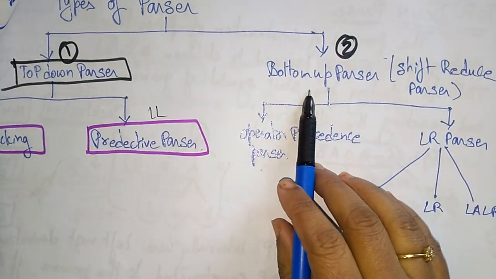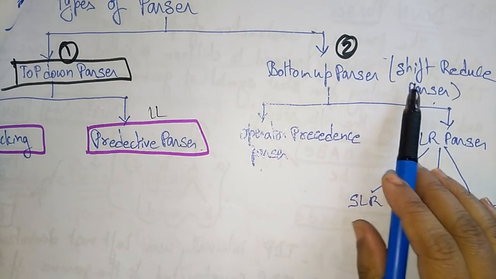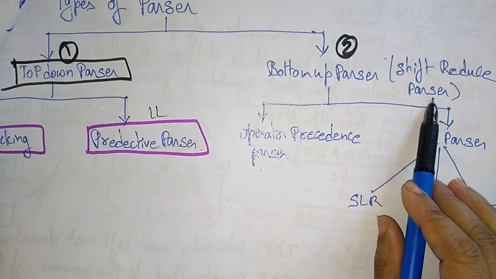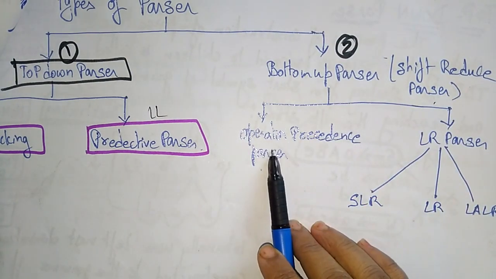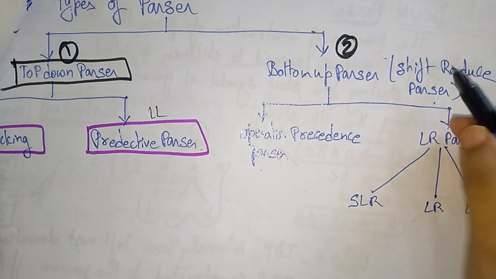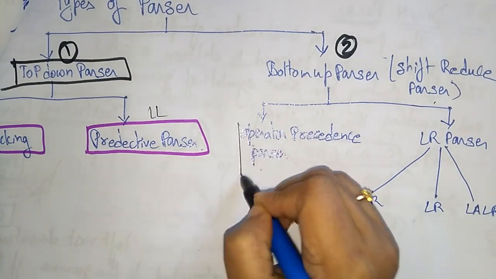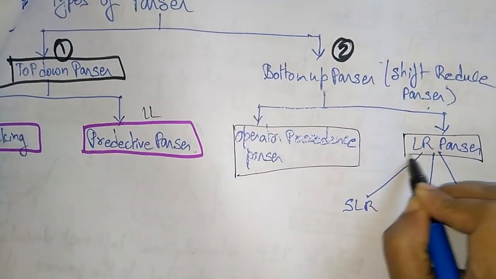The bottom-up parser is also called a shift reduce parser. I already explained about the shift reduce parser. Examples of the bottom-up parser are the operator precedence parser and the LR parser. So we completed the shift reduce parser and the operator precedence parser. Now let's see what is LR parser.